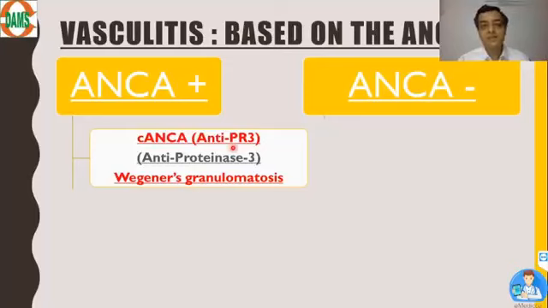Now the correct name: you must send the sample for anti-PR3, that is proteinase 3, and the disease is Wegener's granulomatosis. So in Wegener's granulomatosis, the majority of patients are C ANCA positive.